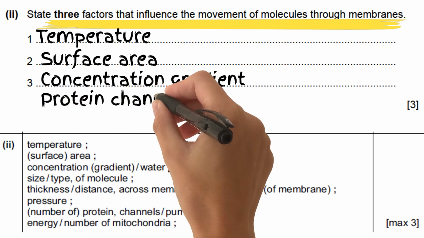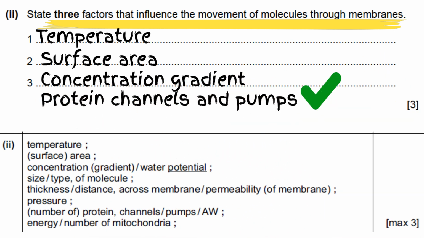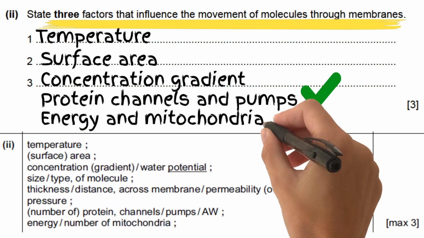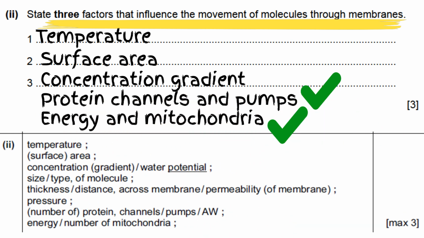Protein channels and pumps? They're needed for facilitated diffusion and active transport. Energy and mitochondria? That's for active transport, because it needs ATP. So even though the experiment focused on diffusion, this part of the question is asking about all types of membrane transport. That's why the mark scheme allows those answers.